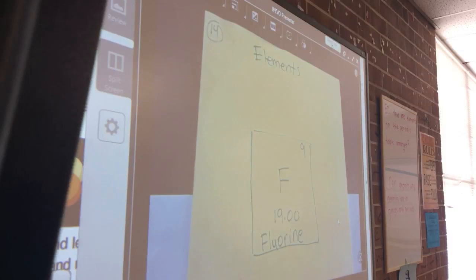The title of this page is going to be Elements. Make sure you update your table of contents. Look on your periodic table and find fluorine.